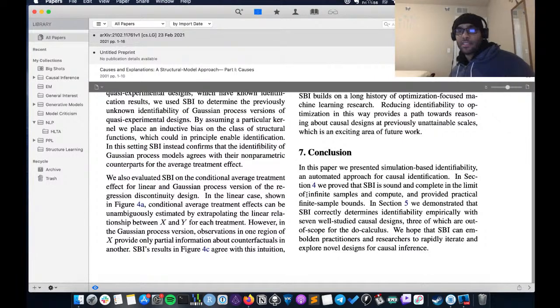In this paper, we presented simulation-based identifiability, an automated approach for causal identification. In section 4, we proved that SBI is sound and complete in the limit of infinite samples and compute, and provided practical finite sample bounds. In section 5, we demonstrated that SBI correctly determines identifiability empirically with 7 well-studied causal designs, 3 of which are out of scope for the do-calculus. We hope that SBI can embolden practitioners and researchers to rapidly iterate and explore novel designs for causal inference.